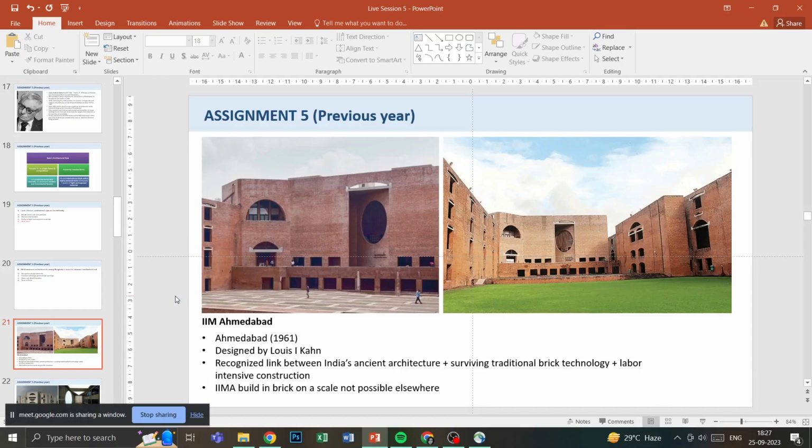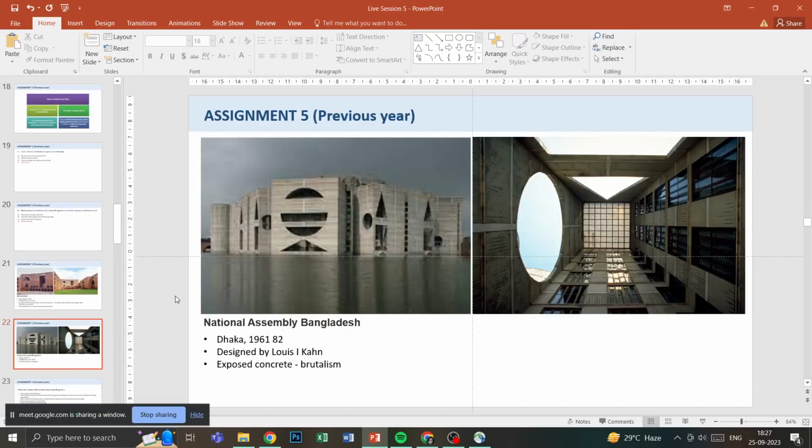This is the National Assembly of Bangladesh. It is located in Dhaka. It was built from 1961 to 82. It was designed by Louis I. Kahn too. In this building, you can again see the monumental scale, and you can see that in IIM Ahmedabad he has used exposed bricks. In the National Assembly of Bangladesh, he has used exposed concrete, which makes this an example of brutalism.